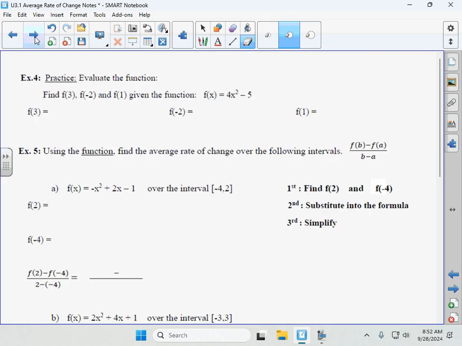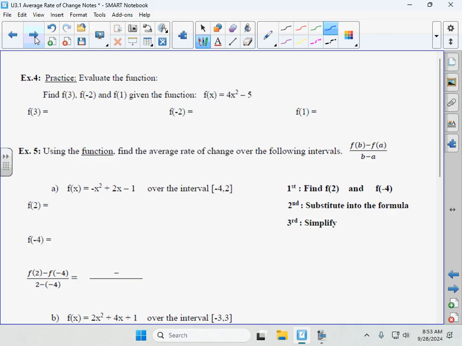All right, and then example 4. This is just review of evaluating a function, and we have to know how to do this so we can do the next example. We want to find f of 3, f of negative 2, and f of 1 given the function f of x equals 4x squared minus 5. The number in the parentheses is the x value. You just substitute that number in for all the x's, and then use order of operations to simplify.